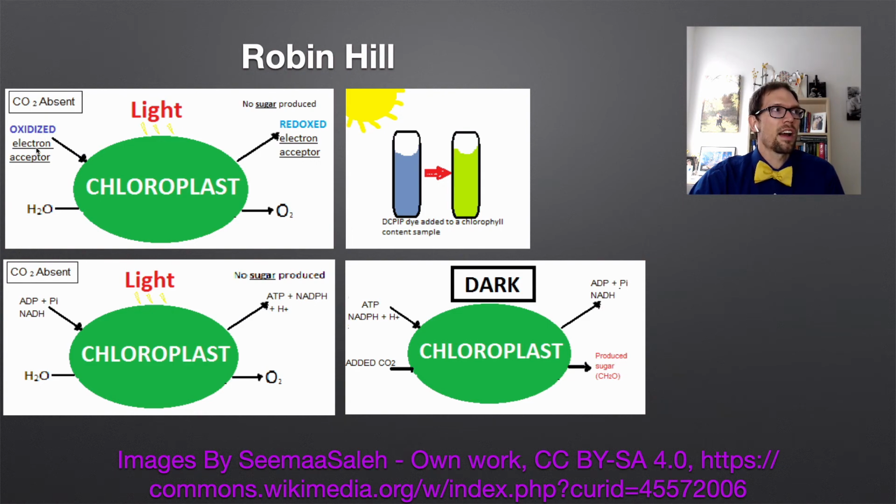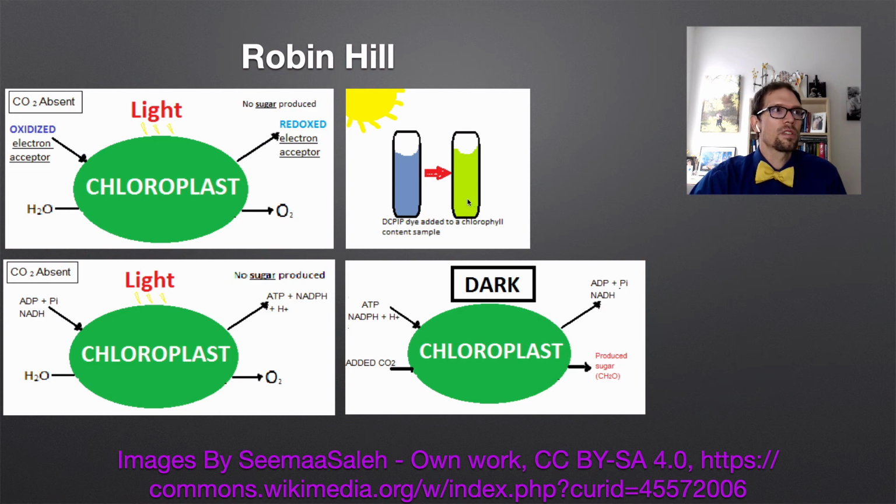When he did this, he found that there was something being oxidized, an electron acceptor, that could be reduced into something else. So the electron acceptor gets reduced in this process, and this process would also produce oxygen. How he tested this was he took a dye known as DCPIP that could be reduced. So it is blue in its oxidized form, it's green in its reduced form.